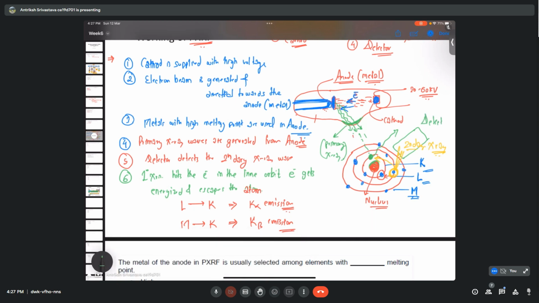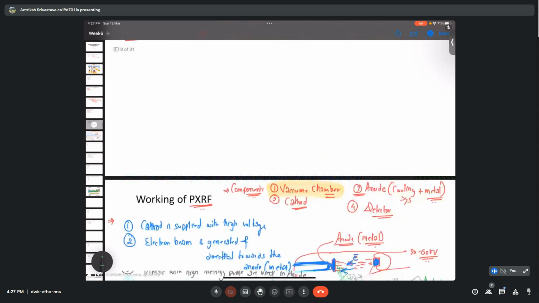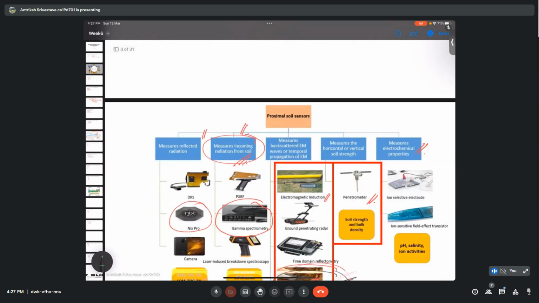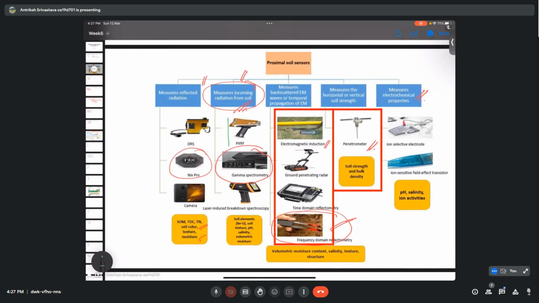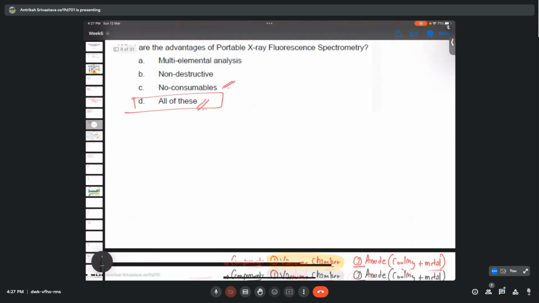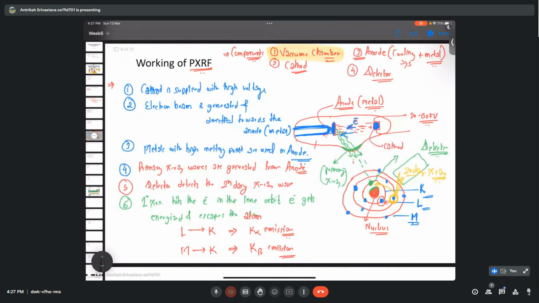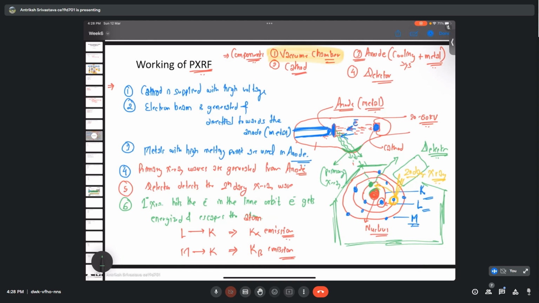So that's why in this classification also we saw that PXRF, portable X-ray fluorescence, measures the incoming radiation from the soil. Even though we only excited the soil to give the emission, still it measures the radiation incoming from the soil. So this is the atom in the soil where all this excitation of electron and secondary X-ray is getting emitted. So I hope this was understood.